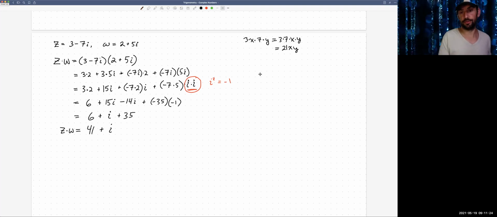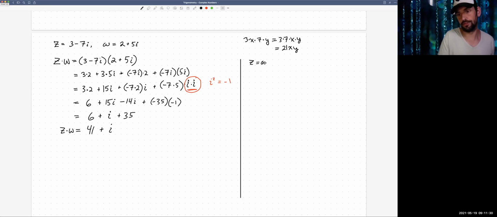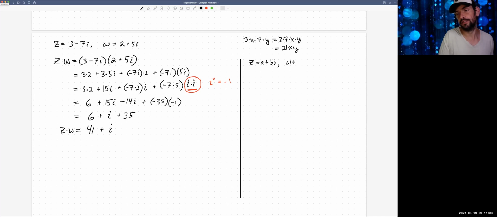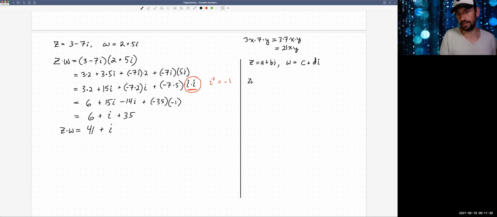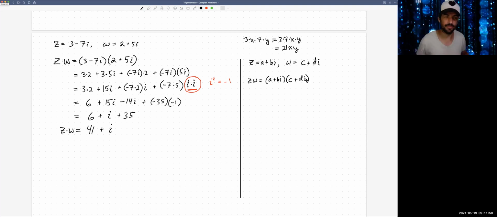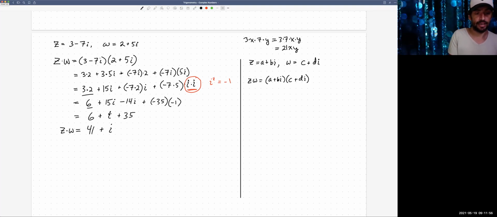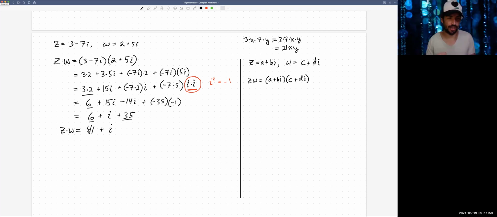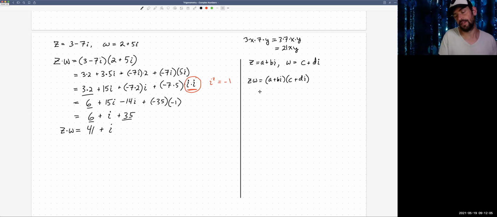Okay, let's generalize this rule. So let's do what we did before. We'll say z equals a plus bi, w equals c plus di. Then zw is going to be a plus bi times c plus di. This turns out a little more complicated, right? So I'm going to do everything I did here, but we won't be able to combine things, right? It was kind of nice that 3 times 2 we can write as 6, and then 6 plus 35 we can write as 41. Everything kind of collapses. We won't be able to collapse here, but it's still a nice illustrative formula.